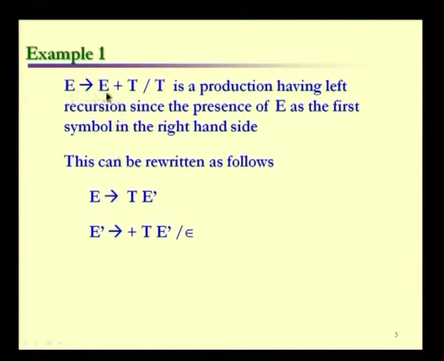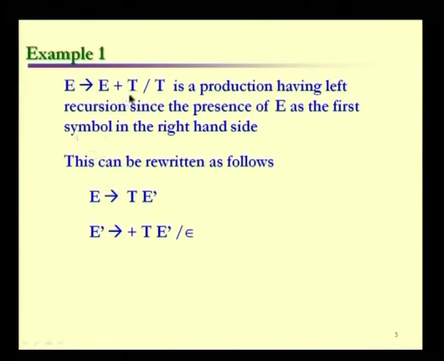The first production is E derives E plus T, and the remaining component after removing that E becomes plus T, and now the output is going to be E prime derives plus T followed by once again E dash, because that is going to be needed for generating this plus T as many number of times. And finally for the base case, that is for the termination, we must have E dash deriving epsilon.